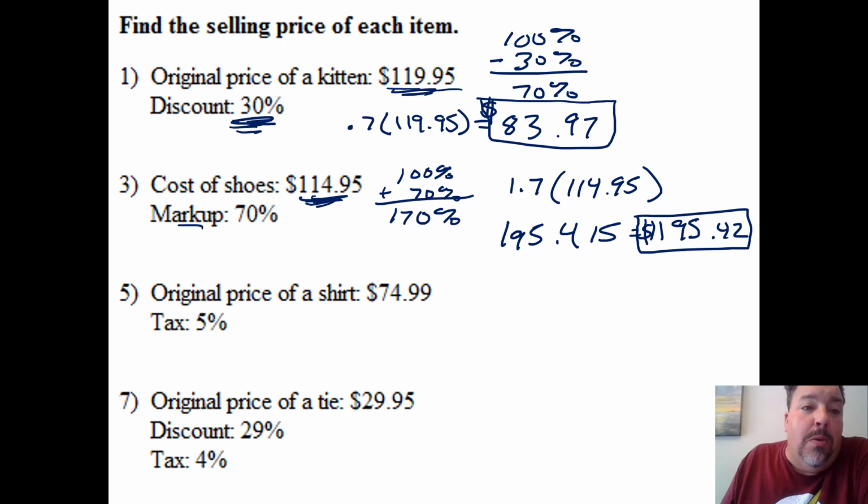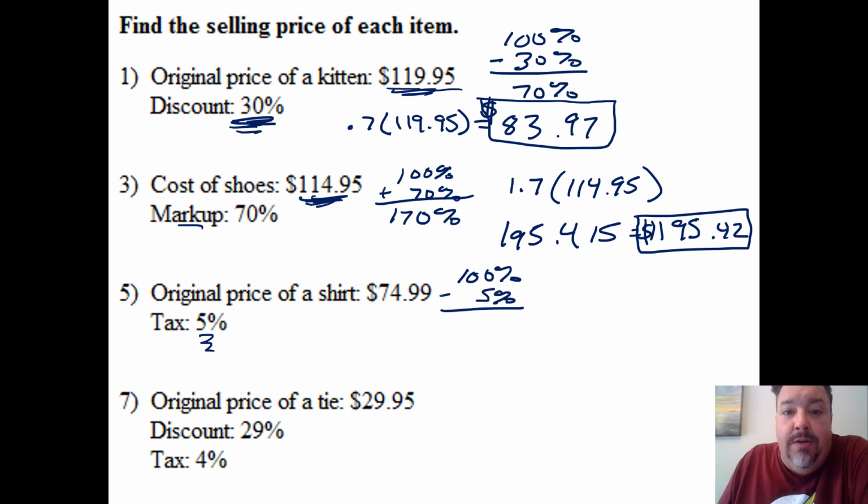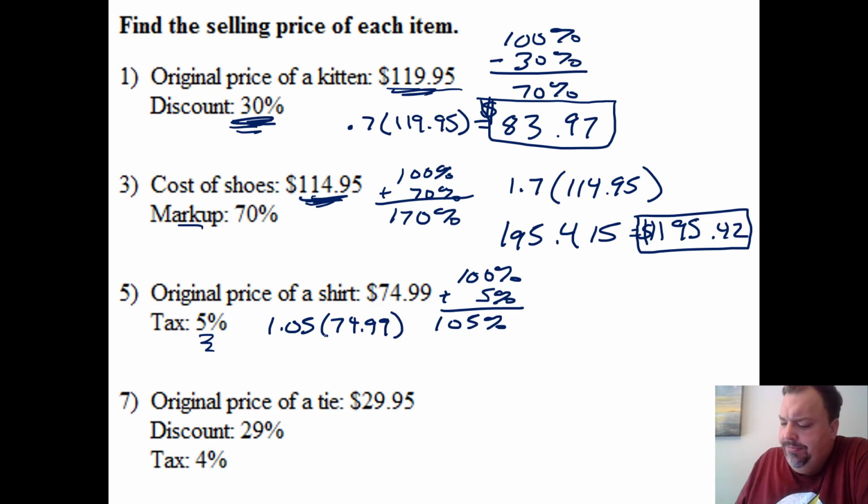So for number 5, we've got the original price here of $74.99. And then we've got a 5% tax on top of that. So again, we're going to pay 100% of the shirt here, and we're going to pay an additional 5% on top of that for a total of 105%. So again, we're going to change that percent to a decimal, 1.05, and multiply it by the original, which is $74.99, to get our final price.